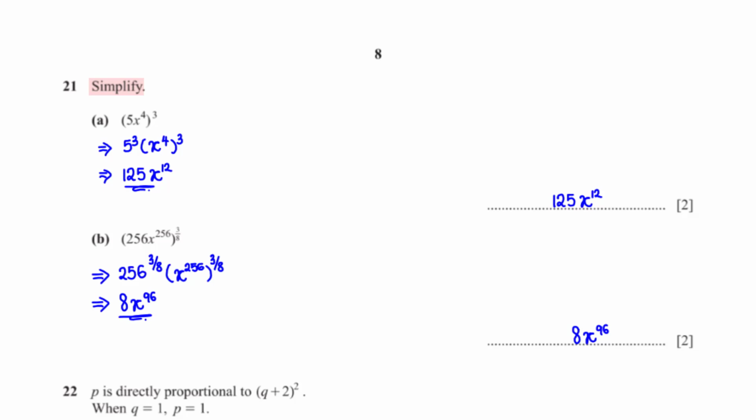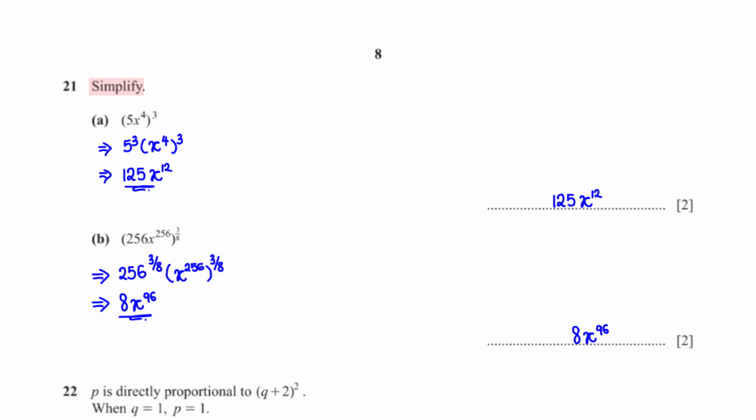Simplify. 5x raised to the power 4, all raised to the power 3. This can be rewritten as 5 cubed times x raised to the power 4 all cubed. 5 cubed is 125. The powers of x multiply, so 3 times 4 gives us 12. And so we have 125x raised to the power 12 as our final answer.